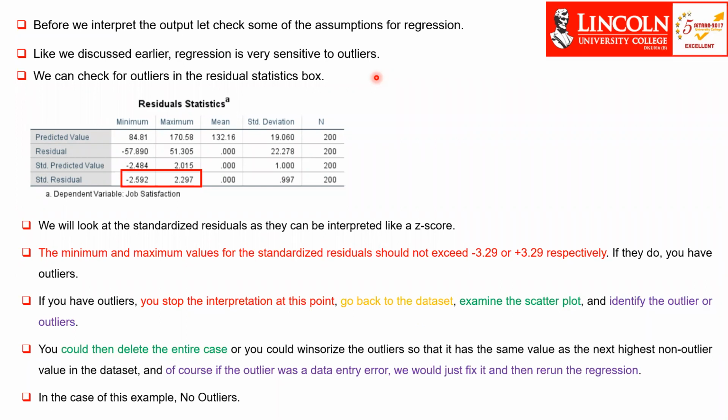So with that, you can go back to your data set, and either you can delete the entire case. That's one of the solutions that you can actually apply. It's either you delete the entire case, or you could modify the outlier so that it has the same value as the next highest non-outlier value in the data set.